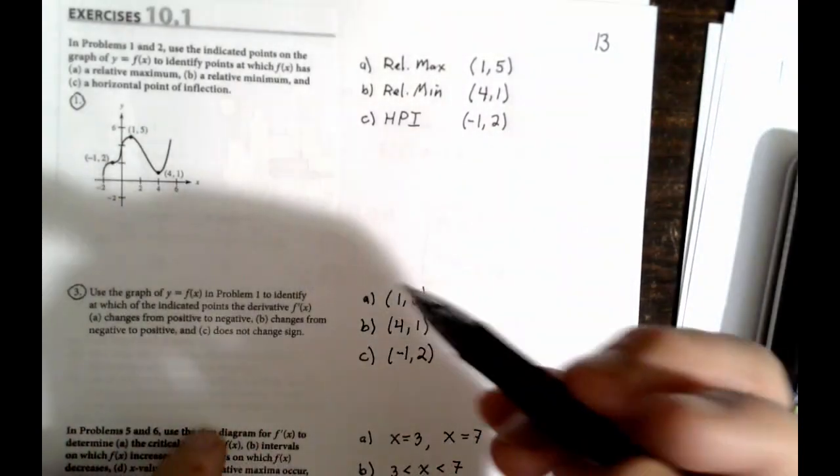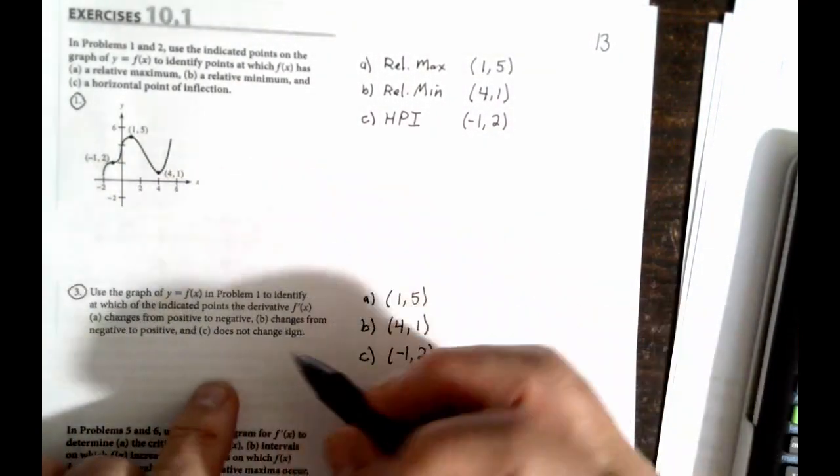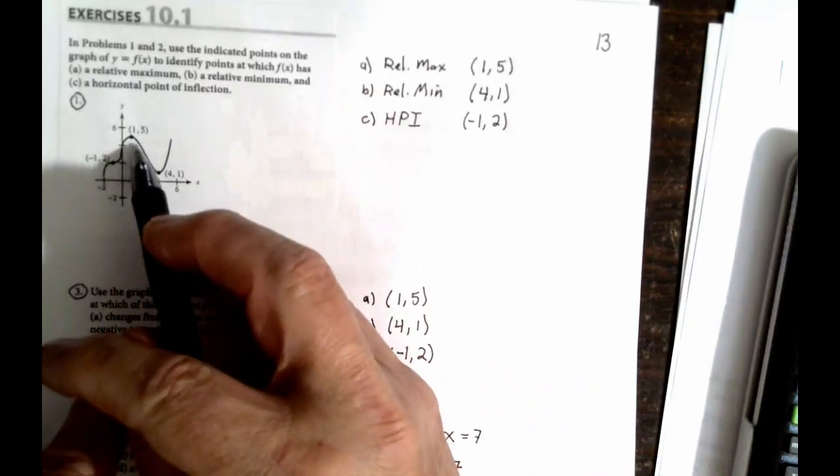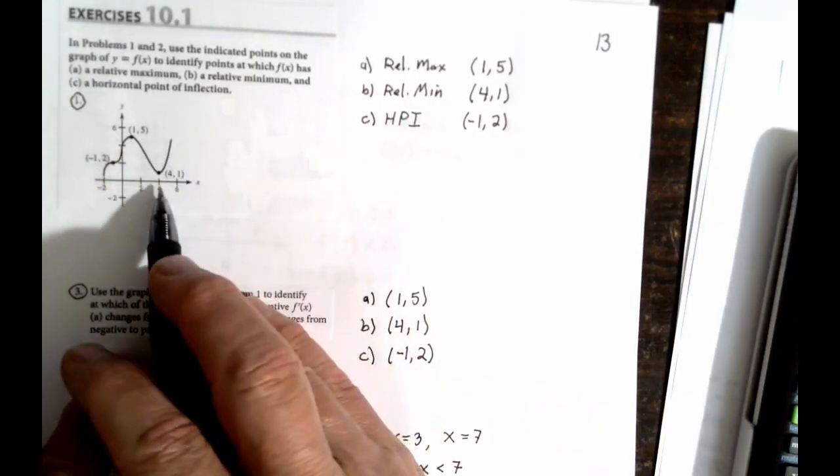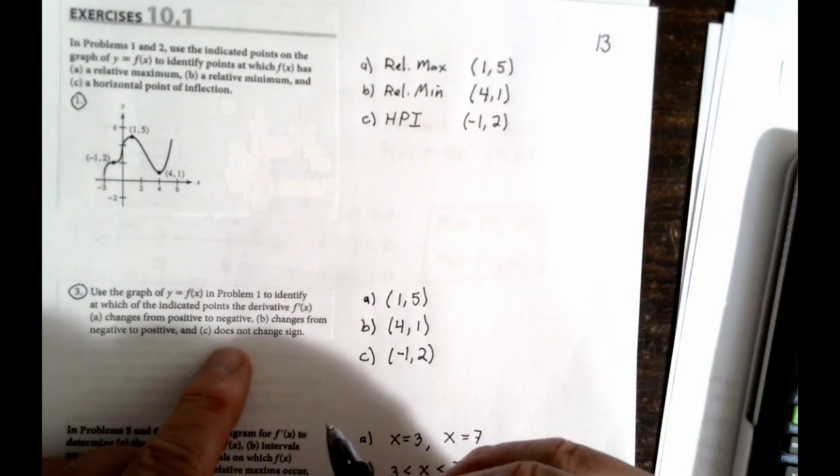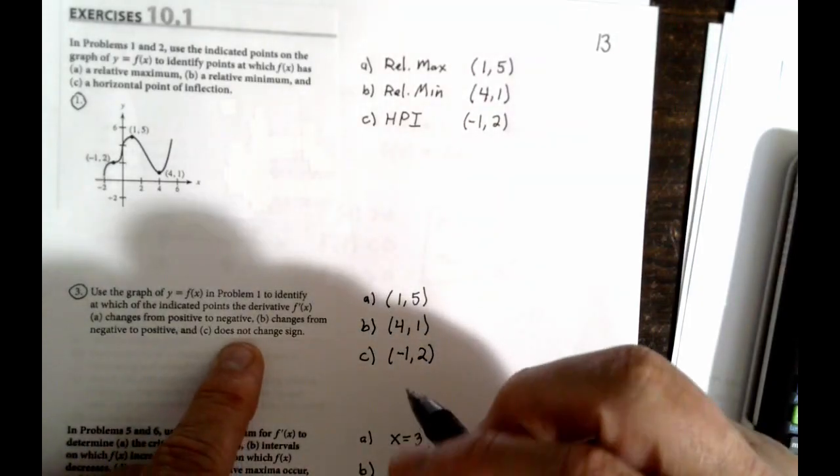That's where, or B, changes from negative to positive. That's where it's decreasing and then increasing, so that'd be at the point 4.1. And then where does the first derivative not change sign?